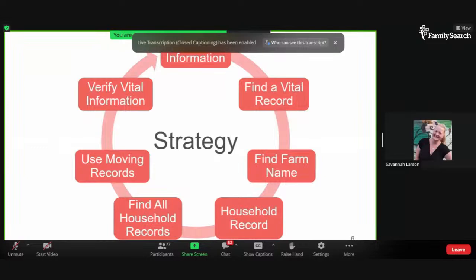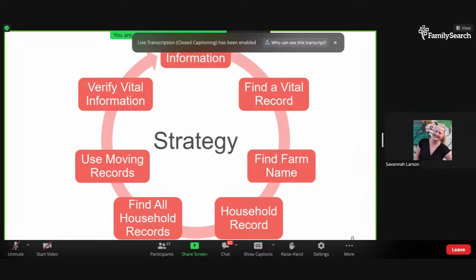Once you have that information, you want to find a vital record. The important reason you find a vital record is because that record will give you the name of the farm that they lived on. And with the name of that farm, you're able to find a household record, which is that great key to finding all of the rest of the information. Household records are like censuses, so you want to find all of them for a person's life, from the time they're born to the time that they die, to get a good picture of where they were living, if they moved, and all of that information.